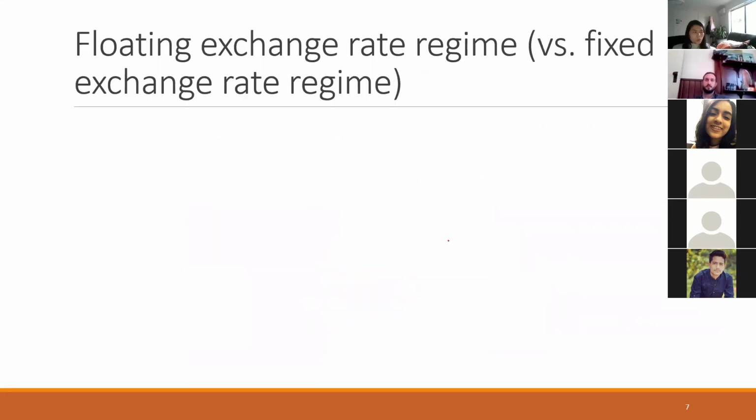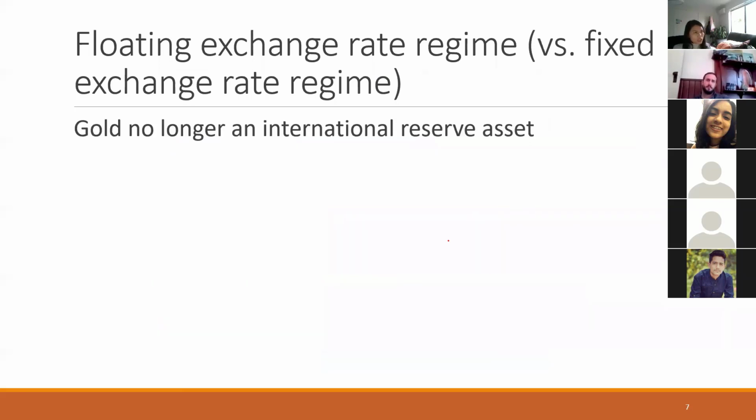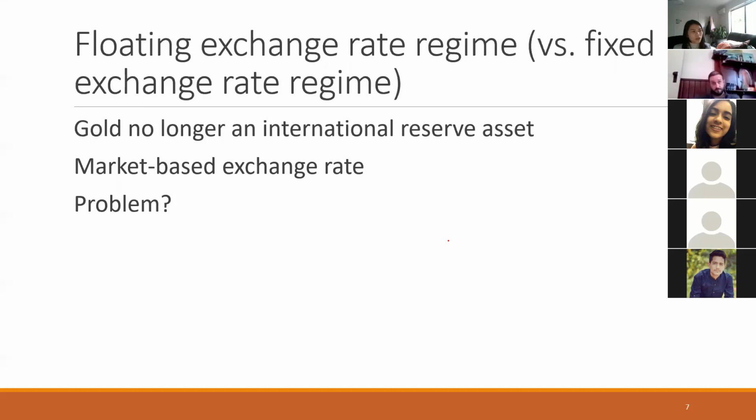So due to the problems with the previous exchange rate regimes, later on people decided that they would have a floating exchange rate regime. Okay. So under a floating exchange rate regime, you don't have a point of reference to determine your currency value anymore. So gold is no longer an international reserve asset. With a floating exchange rate regime, it's basically market-based, okay? So your currency value or your exchange rate is going to be determined by market supply and demand, okay? Now, the problem here with the floating exchange rate regime is that because it's market-based, it fluctuates with the market, okay? So the exchange rate is not as stable as before, right?